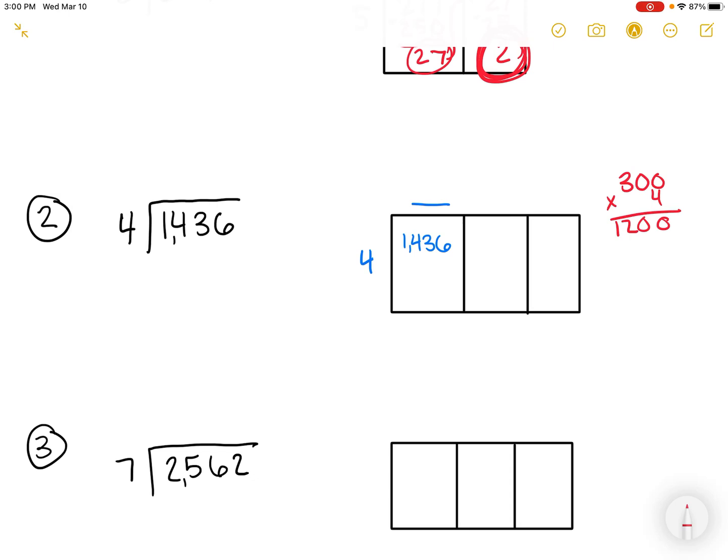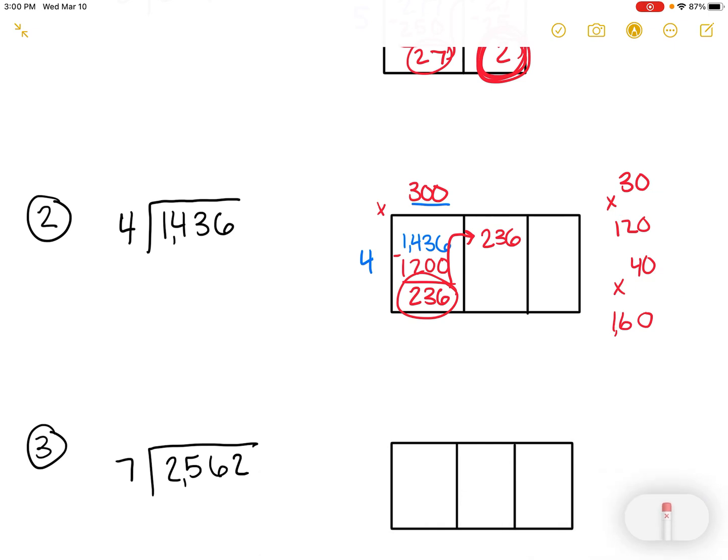I say that's close. Let me just double check to make sure that 400 isn't closer. So 400 times 4, we have 0, 0, and then 16. That's way too high. So I'm going to start with 300 as my first number. So 300 times 4 will give me 1,200. So let's subtract that. 6, 3, and 2. So we have 236 left over. I'm going to scoot it to the next block.